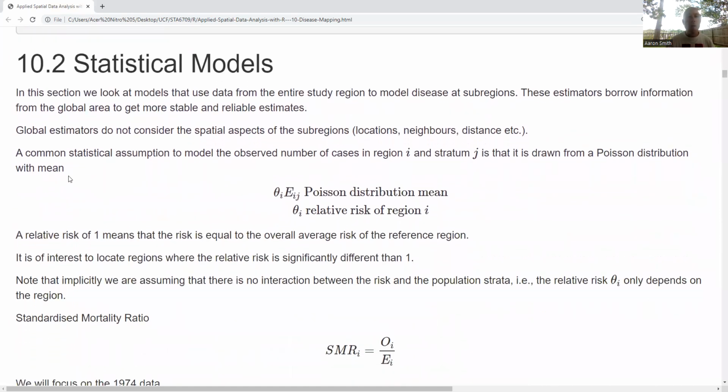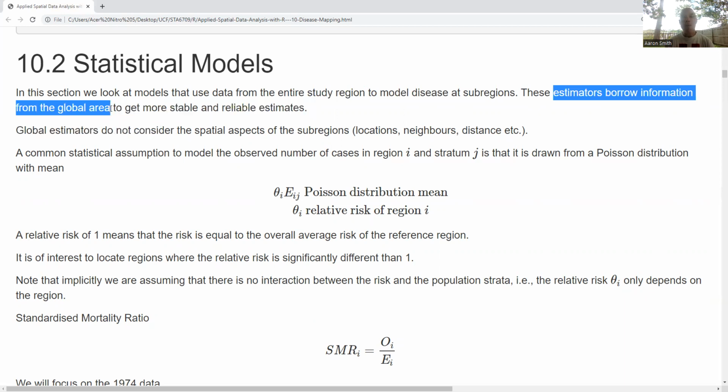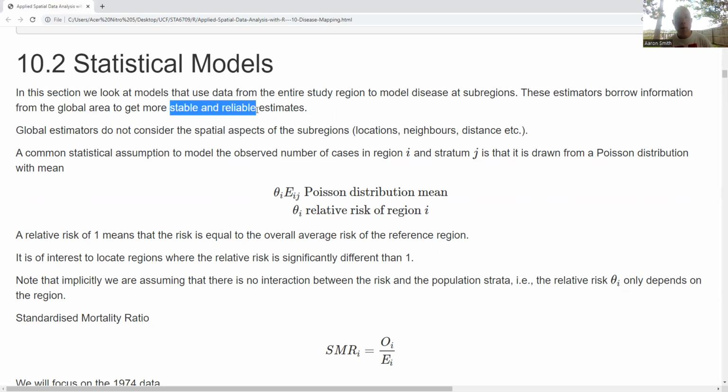All right, so now let's go ahead and look at some global statistical models. The chapter is called Statistical Models, but really, this should be global statistical models. What we want to do is use the entire study region to model disease at the subregions. The estimators are going to borrow information from the global area, from the entire study space, so that we get stable and reliable estimates. This is a good idea if I have very sparse numbers at individual locations. I can borrow the information to get a more stable overall estimate.